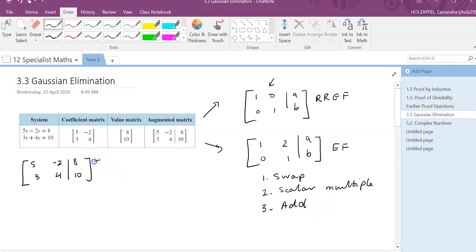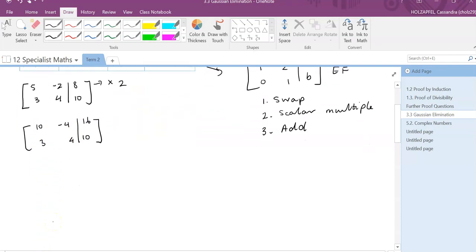So the first thing I'm going to do is to multiply this whole row by 2. So this is going to give me 10, -4, and 16. And I haven't changed this row at all. So this is just going to be 3, 4, and 10. Now, what I can do is I can get this top value of 0 here by adding these 2 rows together. So when I add these 2 rows together, I'm choosing to replace into one of those rows. So I'm going to replace into the top row. It doesn't really matter which row you replace it in, remember, because you can always just swap it around afterwards.